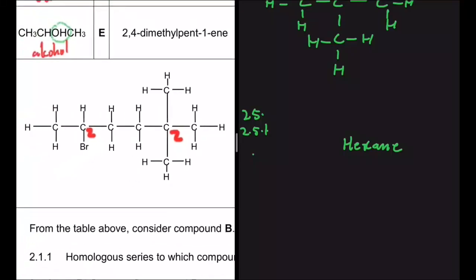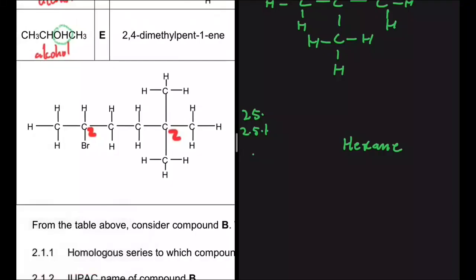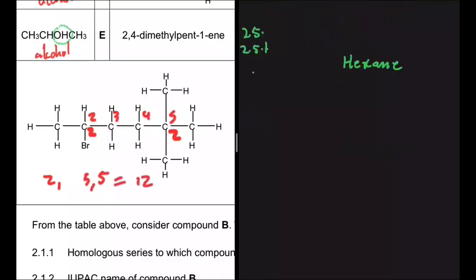What do I mean by that? If we start numbering from the left, then we're going to have 2 for bromo, right? And then this is 2, 3, 4, 5. And then we're going to have 5,5 for that dimethyl. And then these numbers will give us 12. If we start numbering from the right, we're going to have 2,2 for the dimethyl, right?